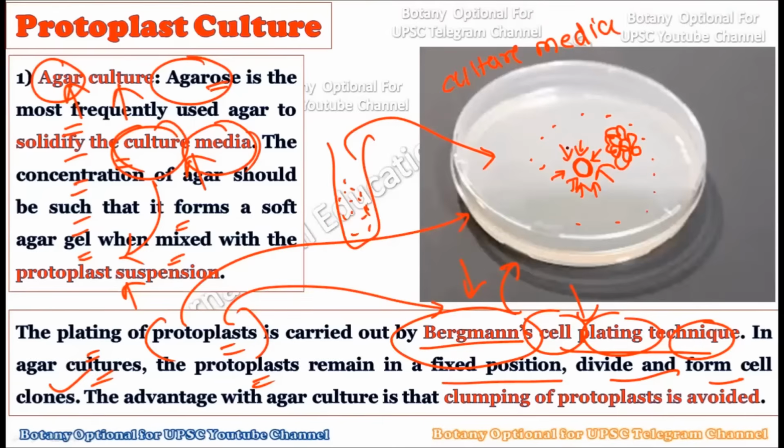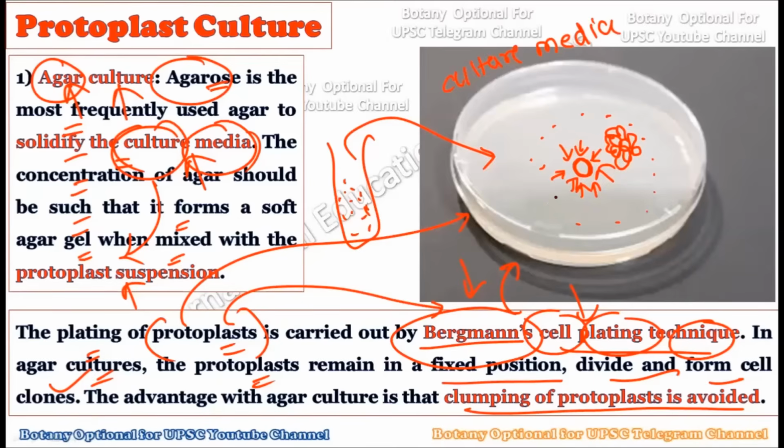And the advantage with the agar gel is that clumping of the protoplast is avoided. See here why we are using the agar gel: in the agar gel there will not be clumping of the protoplast. It is completely avoided in this particular agar culture, and that is why using this agar culture is quite advantageous for this protoplast culture technique.